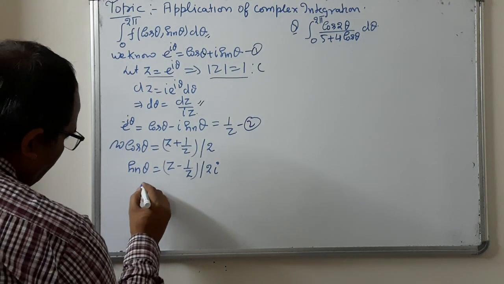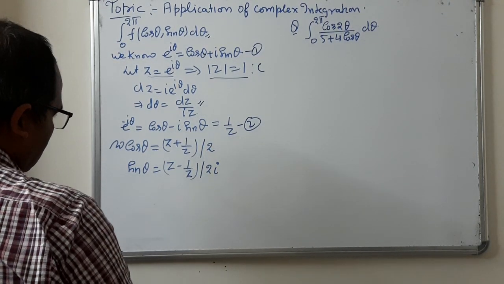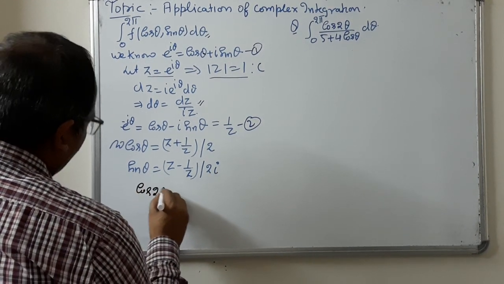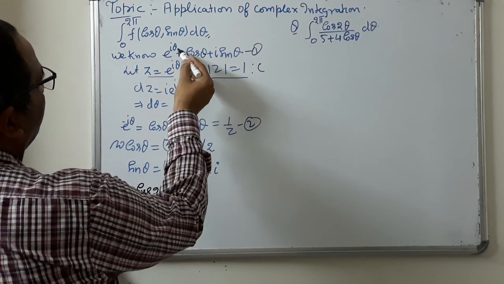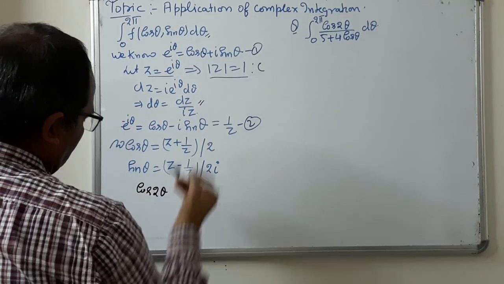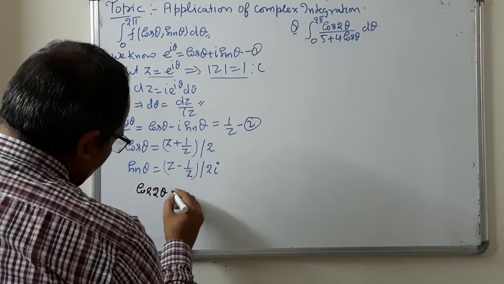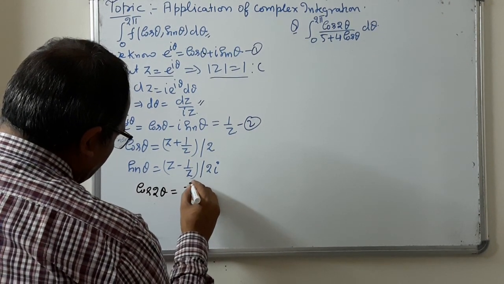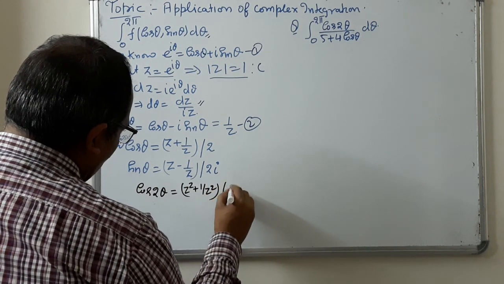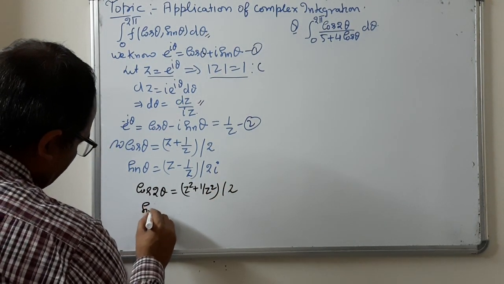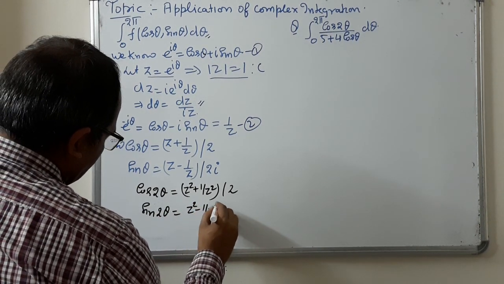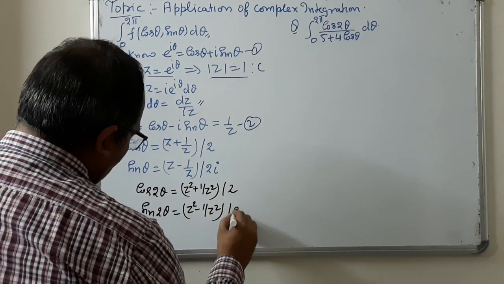Similarly, if we want cos 2θ, what should be the value of cos 2θ? If we take 2θ in place of θ, we get cos 2θ plus i sin 2θ. So we can say that cos 2θ can be written as (z square plus 1 upon z square) upon 2. And similarly, sin 2θ can be written as (z square minus 1 upon z square) upon 2i.